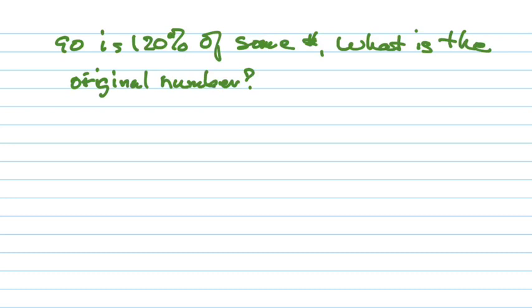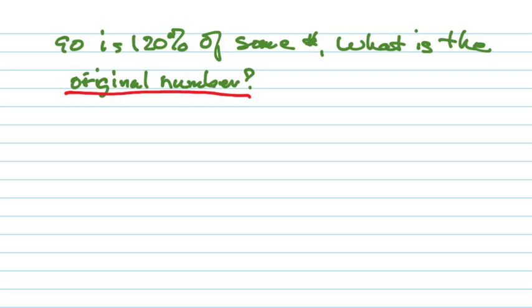Yes, I want you to write this. Now, this is the key right there. What is it that I'm looking for? The original number. That means I'm not multiplying. I'm going to go backwards and I'm going to divide. So here are the steps. 90 is 120%. I've already added the percentages.